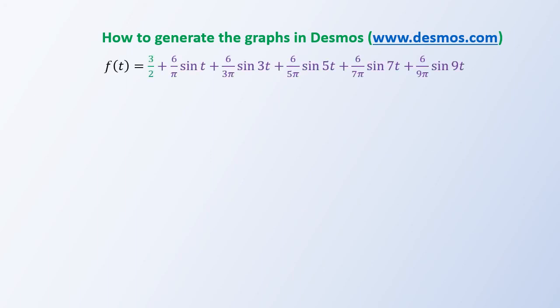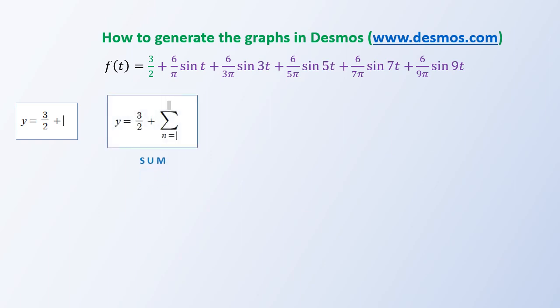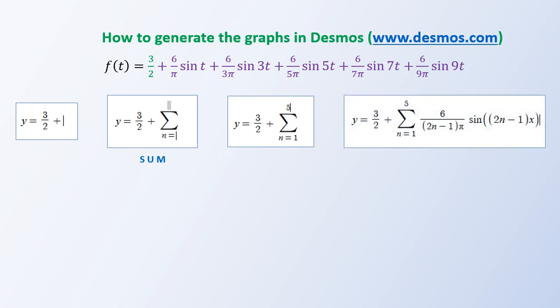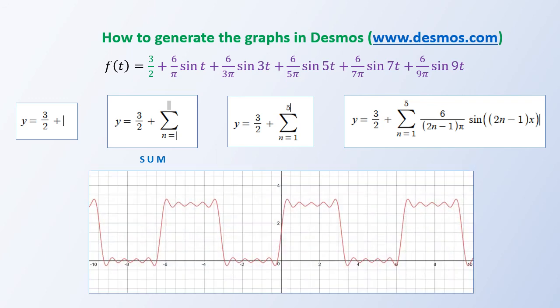Before I go further, I just want to show you how I generated the graphs in Desmos. When you get into Desmos, you go into what's called the calculator, and what you do is, for this particular function, you type in y equals 3/2 plus, and then you type sum, S-U-M, and you get this symbol. And then you fill in the limits 1 and 5, since there are 5 sine terms. You type in this expression, and when you hit enter, this is what you get.